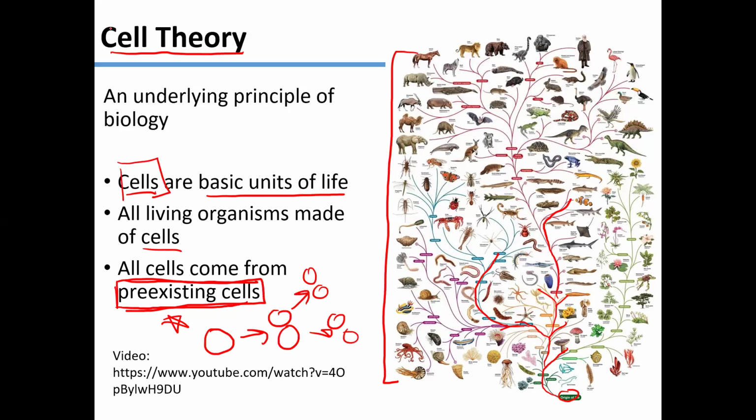So again, the main idea to get from cell theory is cells are the basic unit of life. You need to have at least one cell in order to be alive. And all living organisms are made of these cells, and they all come from pre-existing pieces.